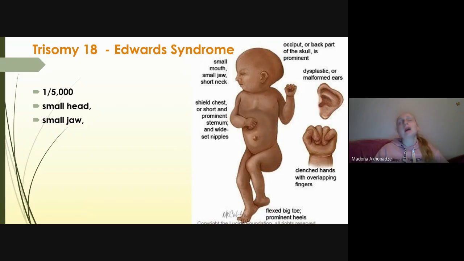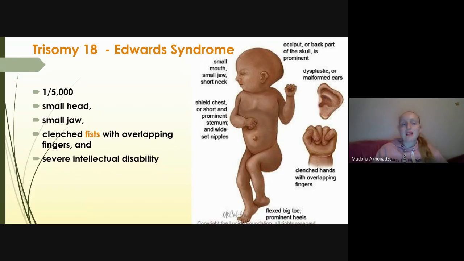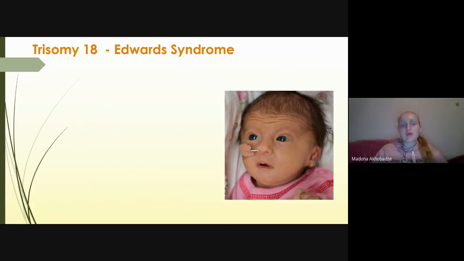jaw, it is called micrognathia, small chin, clenched fists with overlapping fingers, like you see in this picture. They have low-set ears with a malformed shape. They have severe intellectual disability, and the form of the skull is very prominent with Edwards syndrome. They have a short, shield chest, and they have a fixed big toe, prominent heels, and a small neck, a small chin, as you can see, and a small neck as well.